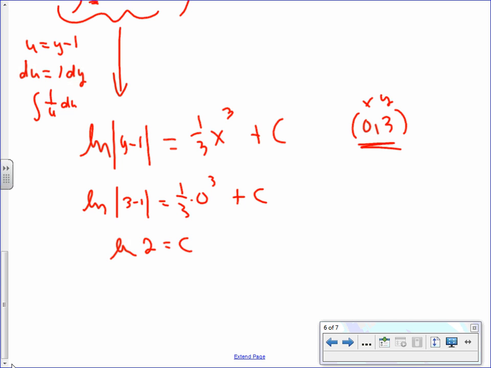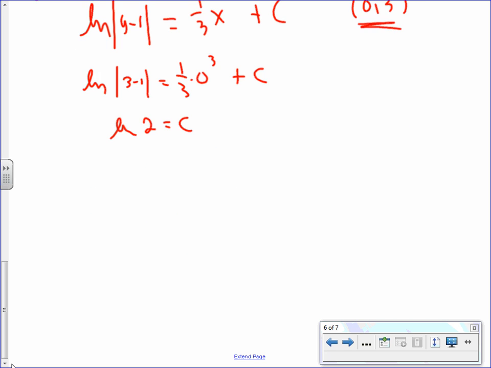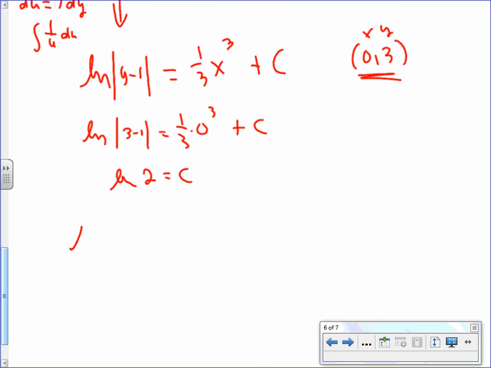I got my constant, and my constant is the natural log of 2. It's just some number. So I can write my statement again: the ln of the absolute value of y minus 1 equals 1/3 x cubed plus the natural log of 2.